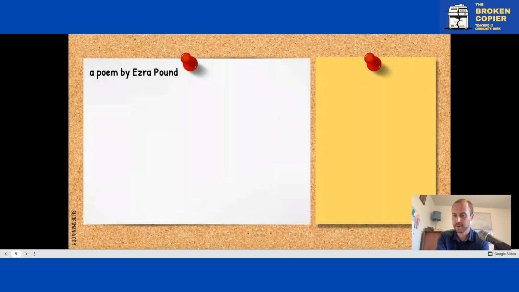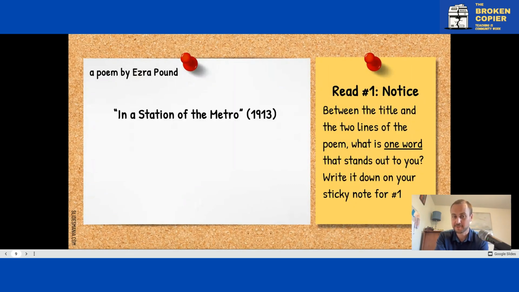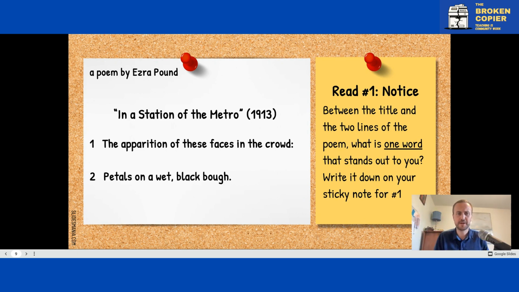So the poem's by Ezra Pound. It is a very classic poem, but it's also a very short poem. In a Station of the Metro, from 1913, more than 100 years ago: The apparition of these faces in the crowd, petals on a wet black bough. So I read it, and I just have them write down one word that stands out to them and why it resonates with them. I just jot down a quick reason why.